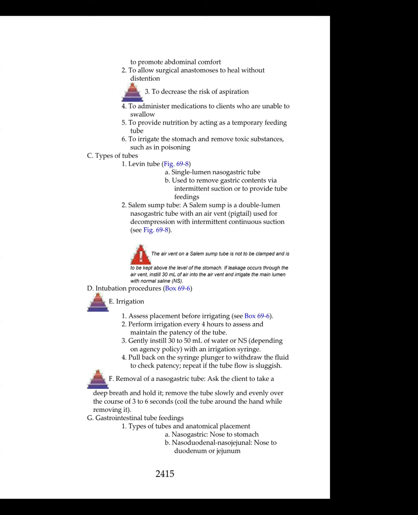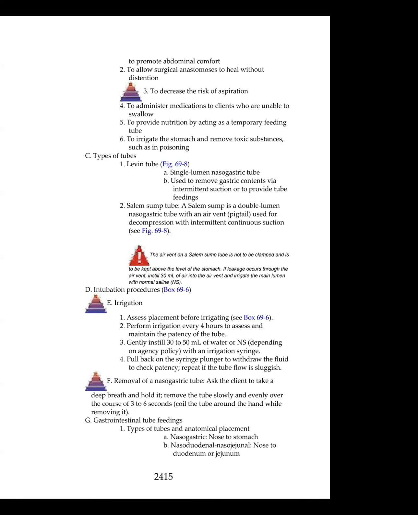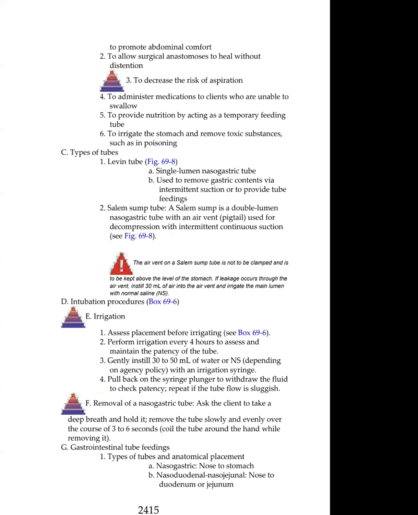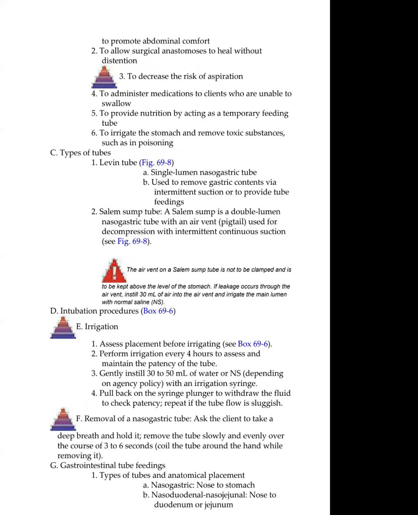If the patient is unable to swallow anything, has a surgical condition, is post-operative, or has an absent gag reflex, in each of these conditions we can give nutrition through Ryle's tube feeding. It is also used to irrigate the stomach and remove toxic substances, such as in poisoning. If there is alkaline poisoning only, at that time we are going to irrigate the stomach.